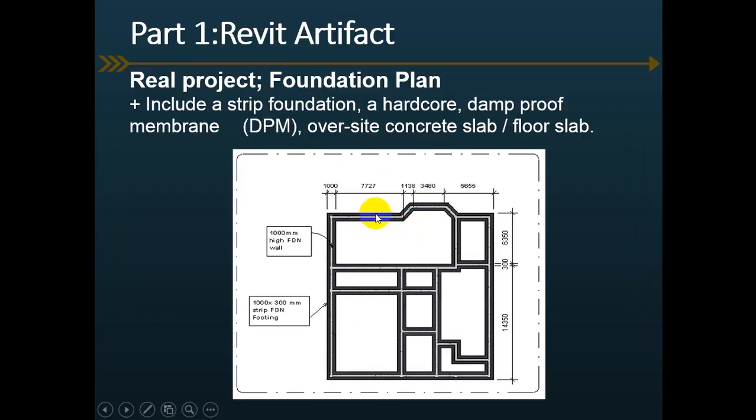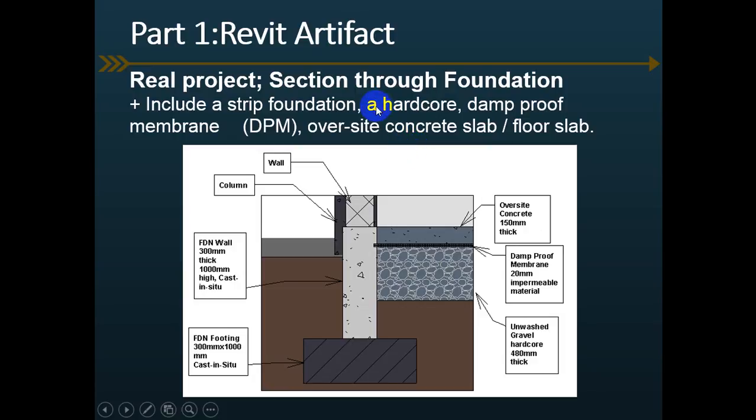As you can see, this is the foundation footing. The dark color is the foundation footing, and the lighter color inside is the foundation wall. It includes a strip foundation, a hardcore, a damp-proof membrane, an oversite concrete floor slab. And here is a section through the foundation. It includes a strip foundation, hardcore, as I said earlier.